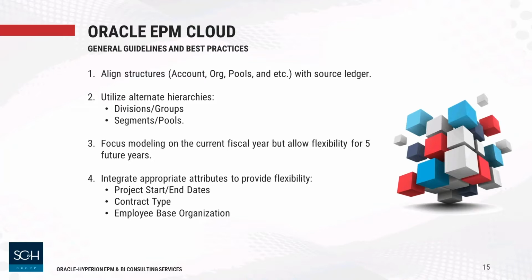We should also look to integrate any attributes, as I mentioned earlier. Some key things that jump out are project attributes such as start and end dates, contract types, for example, cost plus, time and material, fixed fee, and so forth. And then also any attributes that may be attached to an employee, such as the base organization or home office for each of the employees that are built up.